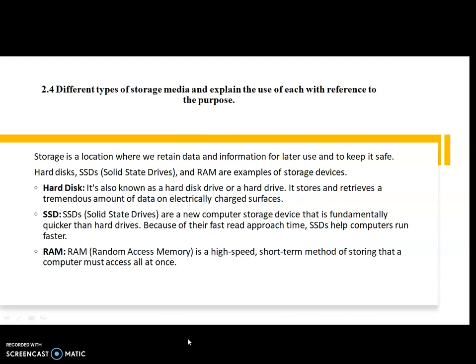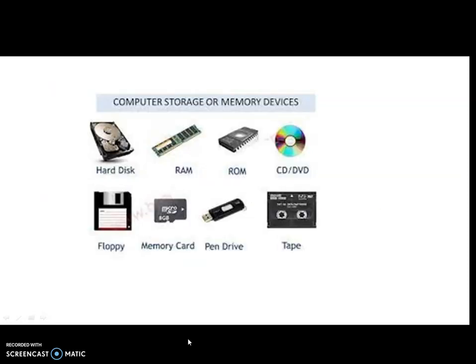The different types of storage media and an explanation of the use of each with reference to its purpose. Storage allows us to retain data and information for later use and keep it safe. Hard disk: also known as a hard disk drive or a hard drive. SSD: solid state drives are a newer computer storage device that is fundamentally quicker than a hard drive. RAM: random access memory is a high-speed method of storing data that a computer must access all at once.